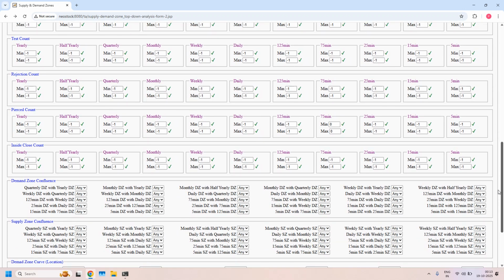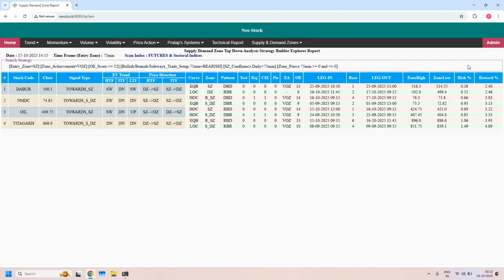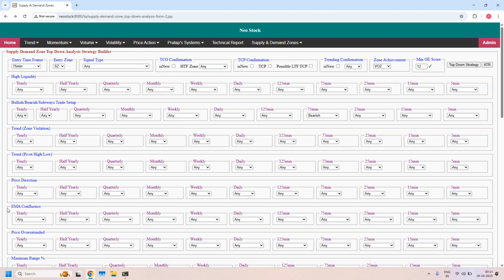First one is LTF and ITF supply zone confluence, that is 75 minutes and daily supply zone confluence filter is enabled. By applying the filter, we got 4 stocks, 75 minutes and daily supply zone confluence. In all these 75 minute supply zones overlapped with daily supply zone. Next, daily trend is a downtrend, ITF trend is daily. So let's further filter by using second step EMA confluence in the first strategy.